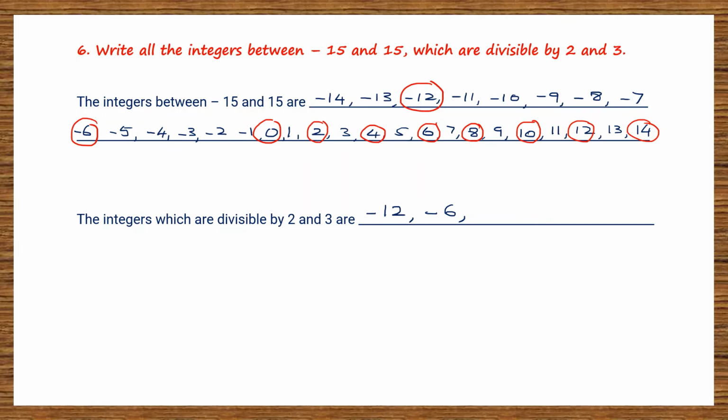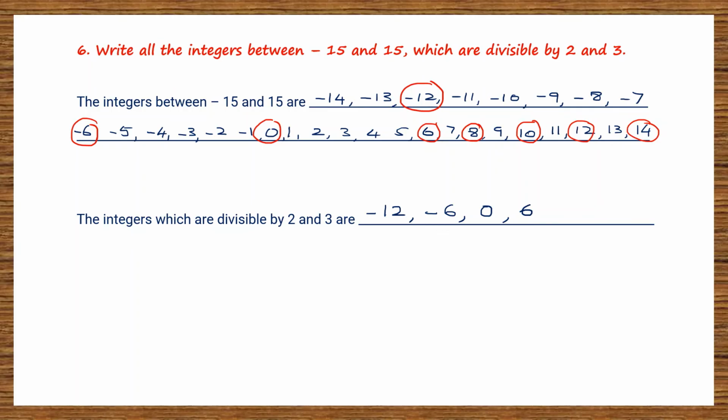Now 0. 0 is divisible both by 2 and by 3. How do I know that? If I divide 0 by 2, I'll get 2 zeros are 0. So it is divisible. It is divisible by 3 also. So I need to write down 0. Then, which is the next number that is circled? 2. 2 is not in the tables of 3. Then 4. 4 is not in the tables of 3. Then 6. 6 is in the tables of 3. So let me write down 6.